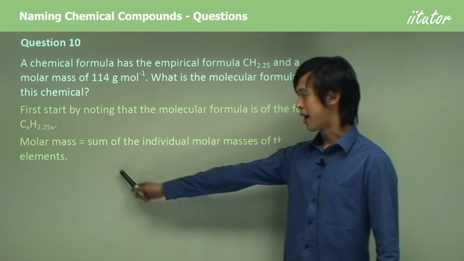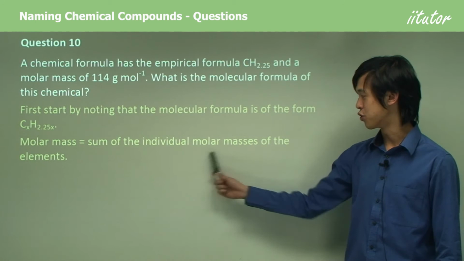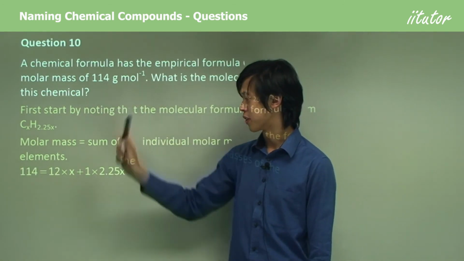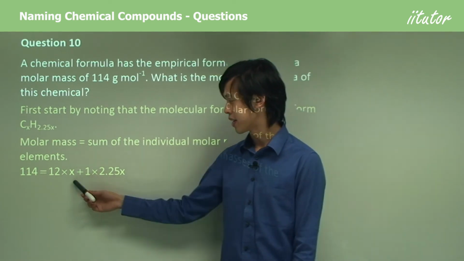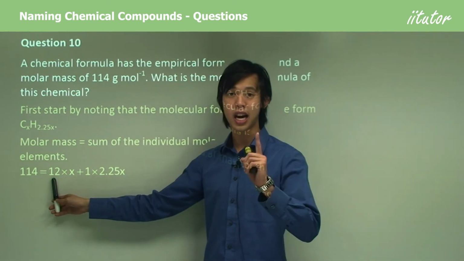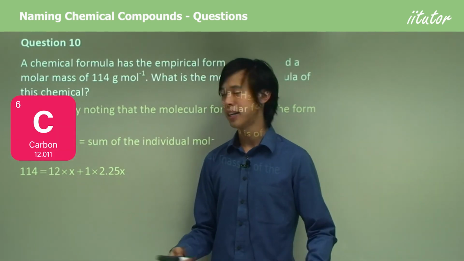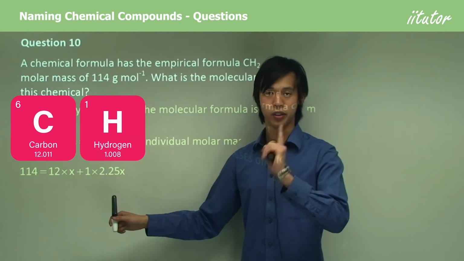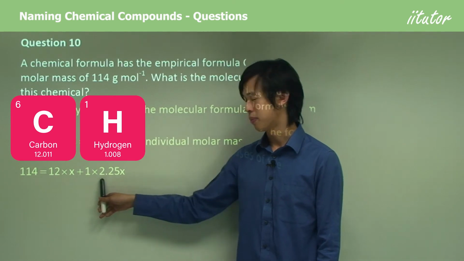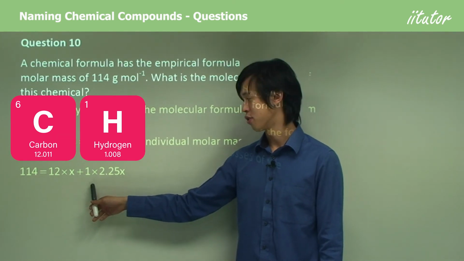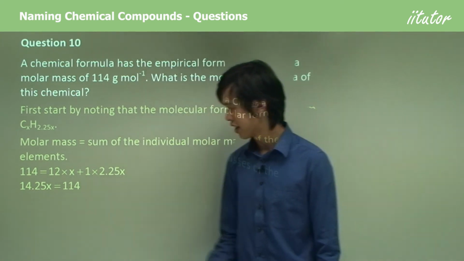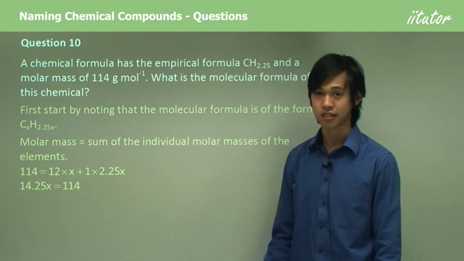Now remember that the molar mass is just the sum of the individual molar masses of all of the elements. We know the molar mass of the chemical is 114, and that has to equal 12 times X, because the molar mass of a single carbon atom is 12. So if we have X amount, it's just 12 times X. The molar mass of hydrogen is 1, if you look on your periodic table. And then we multiply by how many hydrogens we have, which is 2.25X. And we get 14.25X equals 114, if you go through the maths and solve that.